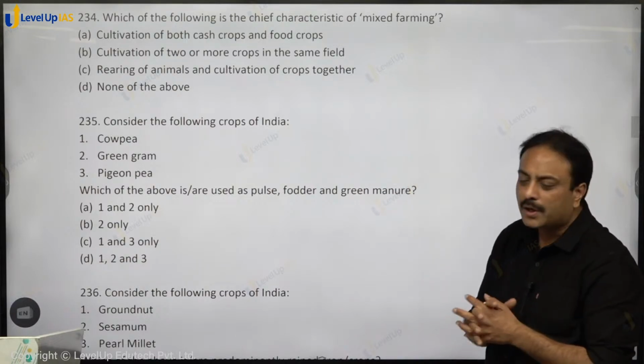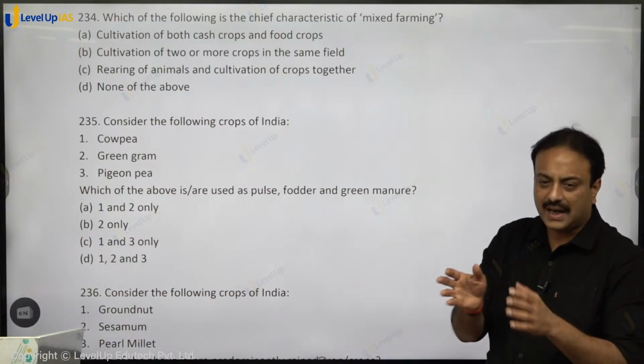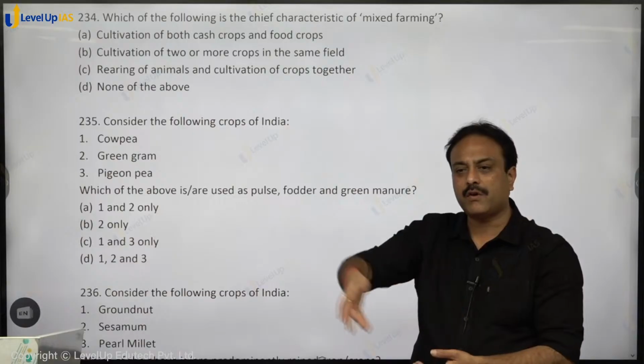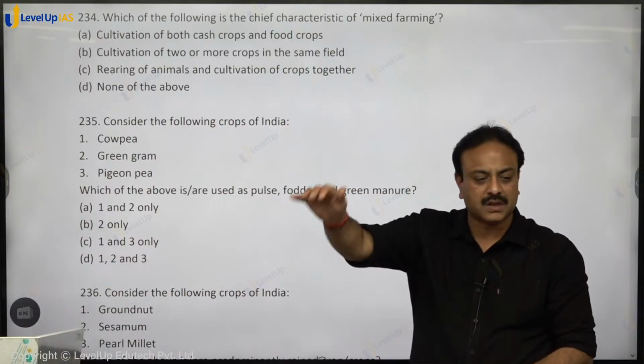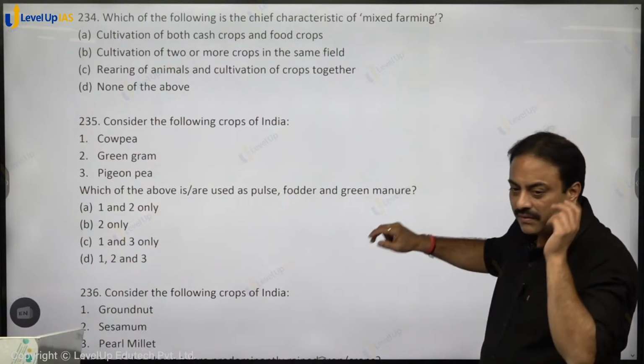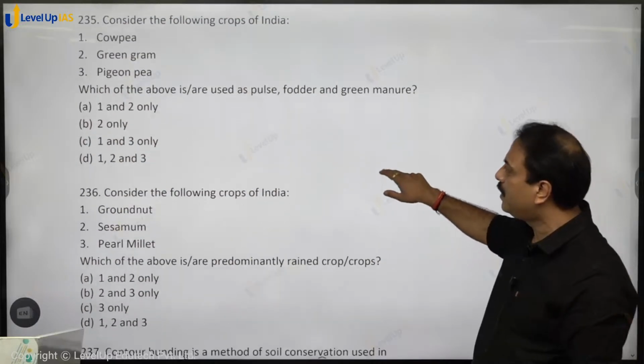Cultivation of two or more crops in the same field is called intercropping. Two crops at a time, half of the field, or one row of wheat, one row of mustard, one row of wheat, one row of mustard, that is intercropping. So here the answer will be C for cat. Rearing of animals and cultivation of crops together.